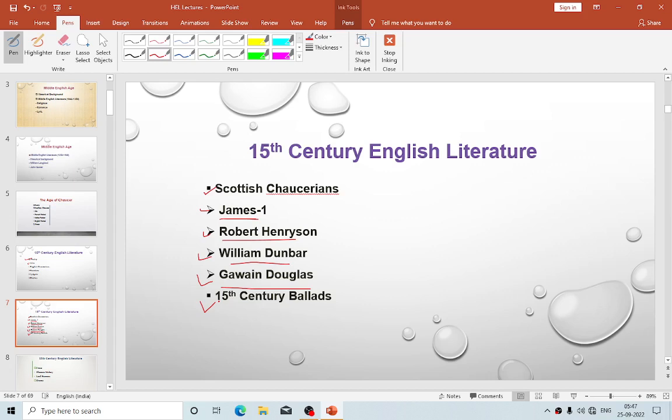The next ballad in the 15th century is Sir Patrick Spence, S-P-E-N-S. This ballad tells the story of the ill-fated expedition sent out by the King of Scotland to bring home the Maid of Norway. On the return voyage, the ship was under the command of Sir Patrick Spence, a famous sailor.